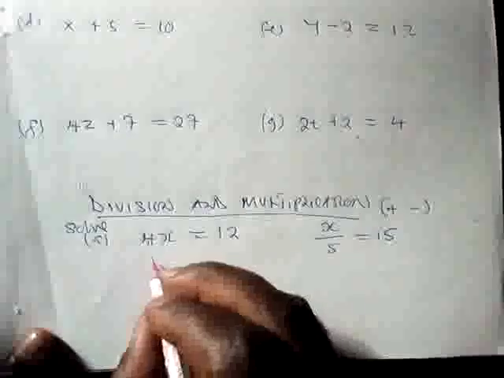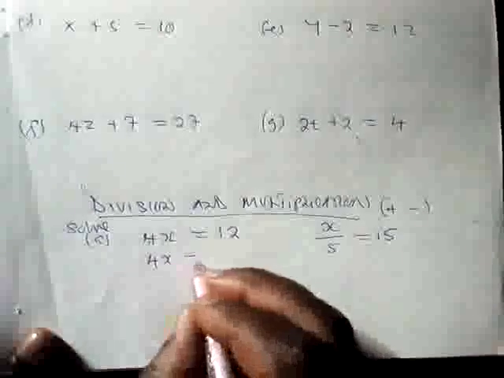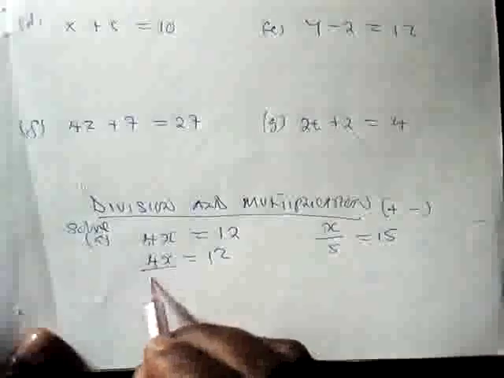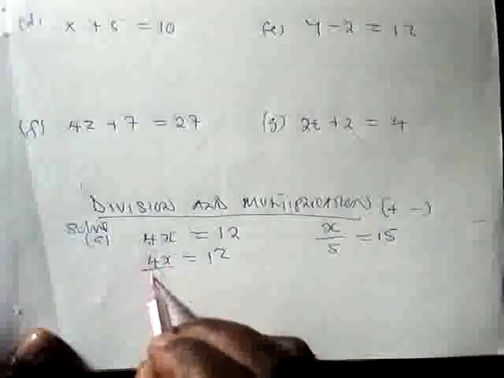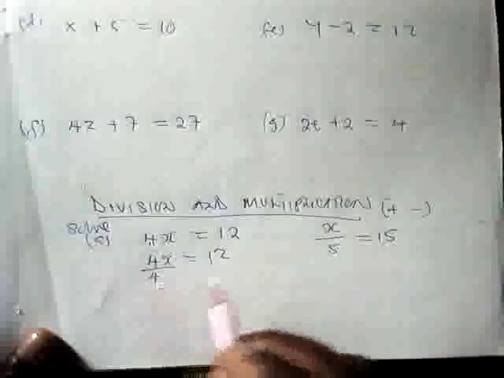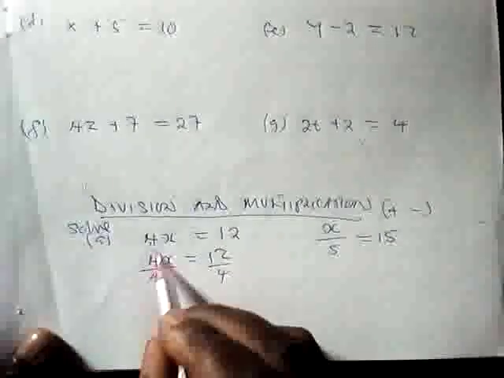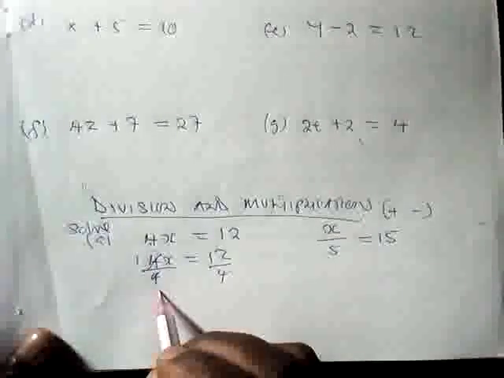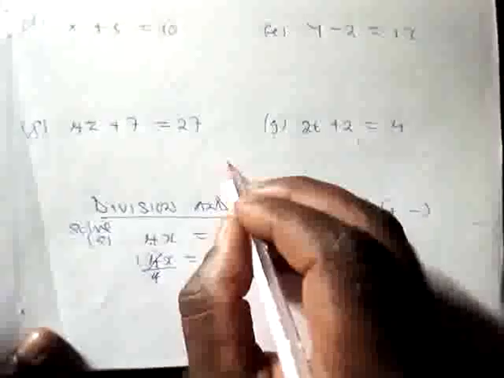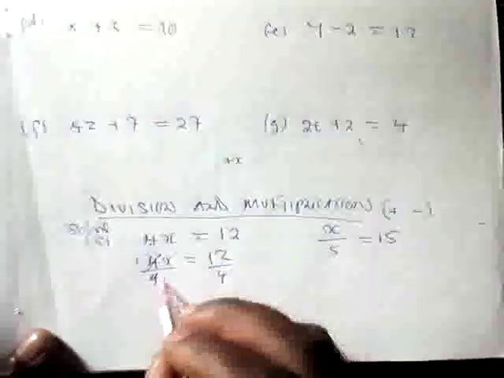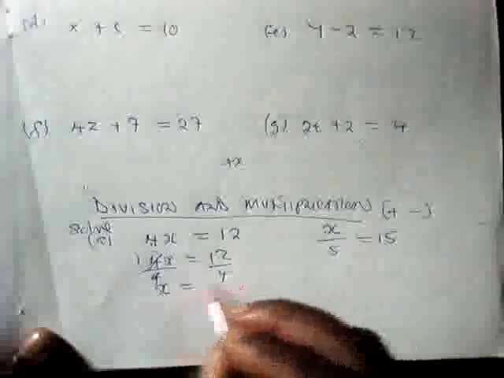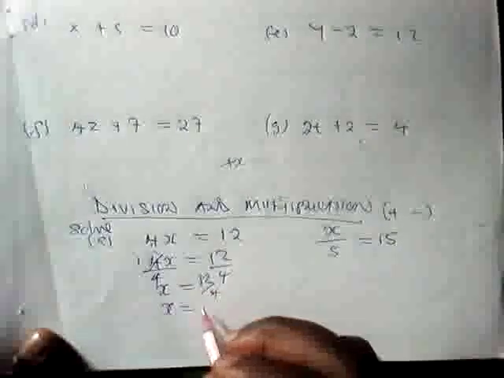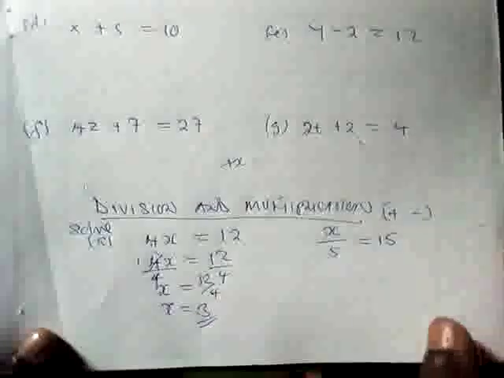So in this case, we have 4x is equal to 12. So what do you do? You divide by the coefficient, the number here, over 4 over 4. So this one means 4 into 4 is 1. 1 times x, we don't write 1x, no. So we just say x is equal to 12 over 4. So x is equal to 4 into 12, that is 3. So this is the answer.